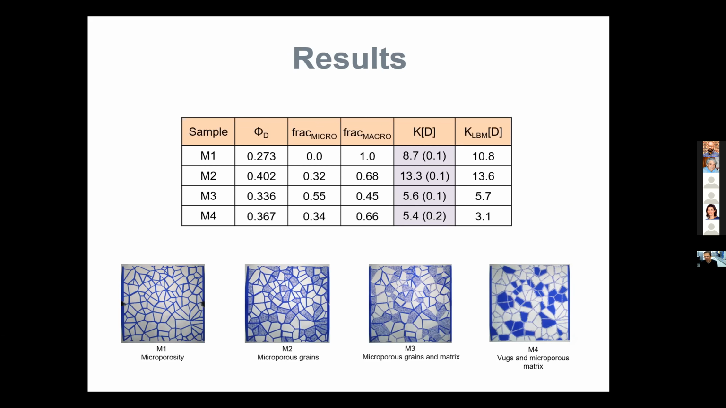For comparison, we have performed some numerical simulations using the LBM, to verify the experimental tendency according to the presence of microporosity in the system. As you can see, it's possible to see a good agreement between numerical and experimental results.